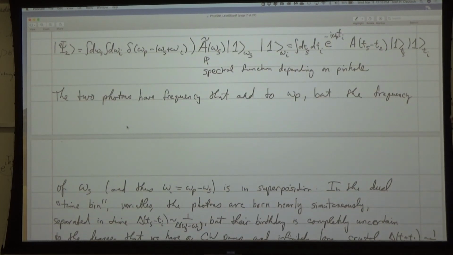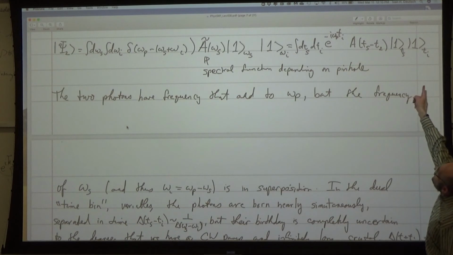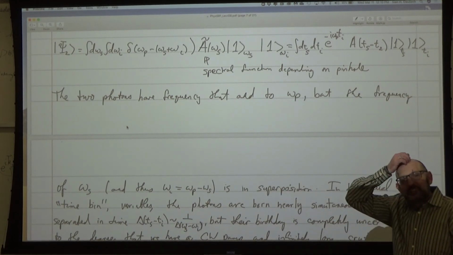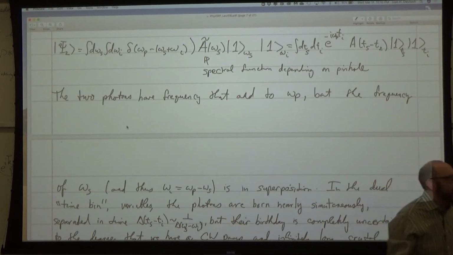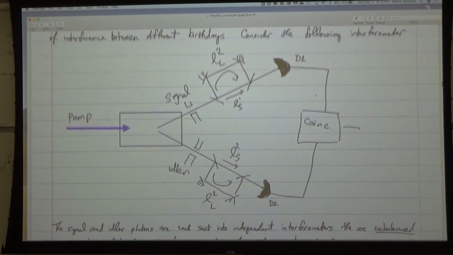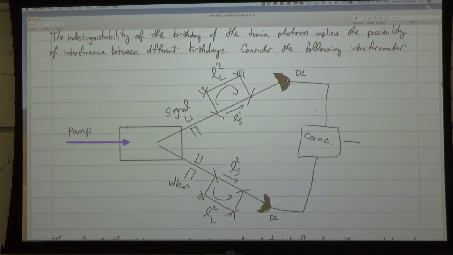This is not a separable state. How could I see that entanglement? Well, one way I can see that is in this kind of experiment. So this is what was known as the Franson interferometer.